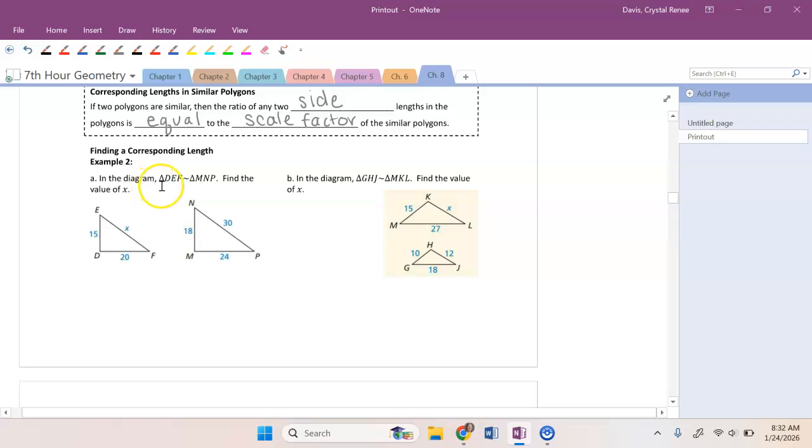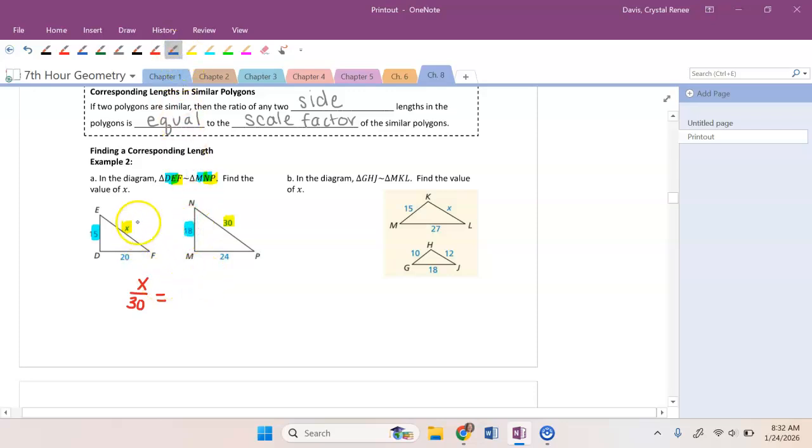So it tells us in the diagram, triangle DEF is similar to triangle MNP. Find the value of x. Well, x is right here, and x represents EF. And so I know that the corresponding side to EF is NP because of the relative positions. So I'm going to set this up as x is to 30 as, now I just need any two other corresponding sides, so let's just do the first two letters, which is DE, and the first two letters here, which is MN, so that's right there.